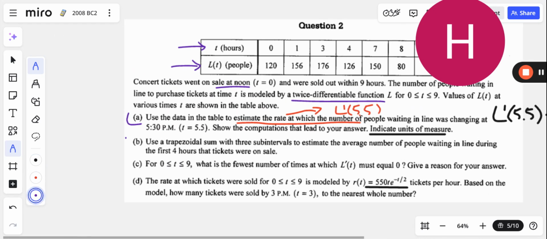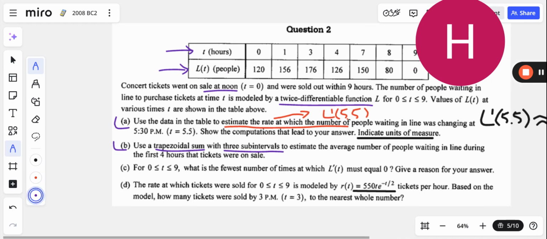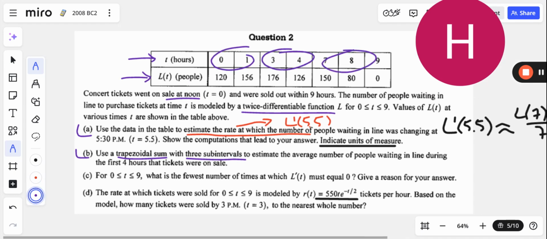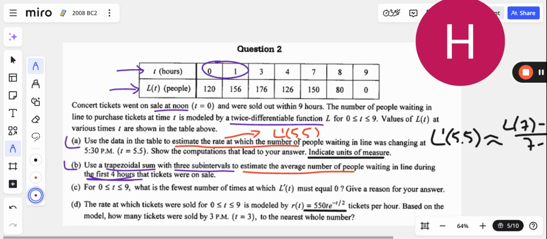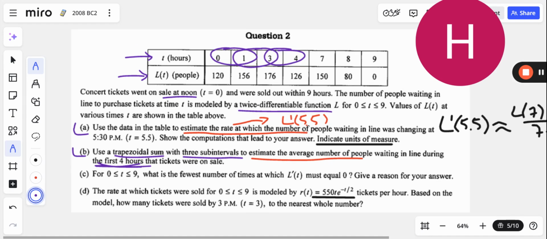Okay, part B. Use a trapezoidal sum. All right, we know that method for approximating integrals with 3 subintervals. Okay, there's a lot more than 3 subintervals here, but we'll see. To estimate the average number. So this is just an average value problem. Average number of people waiting in line. Oh, and this is important too. During the first 4 hours, it's hugely important, because during the first 4 hours, we do have 3 subintervals.